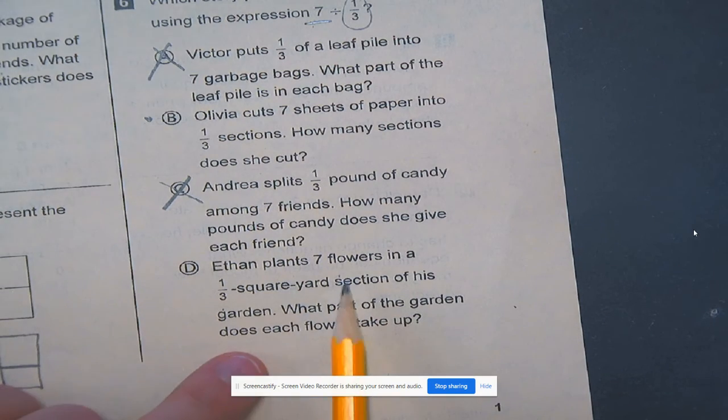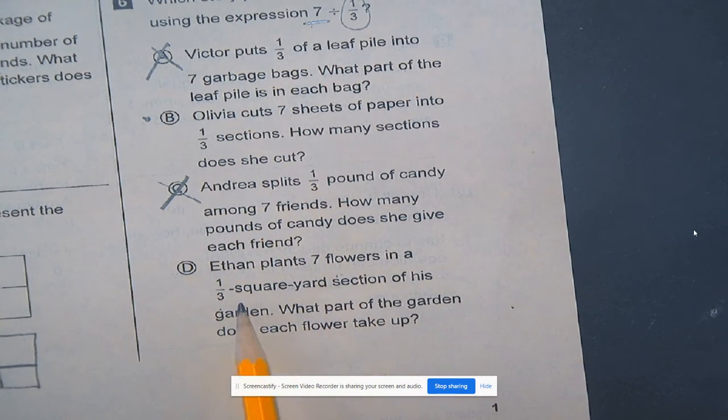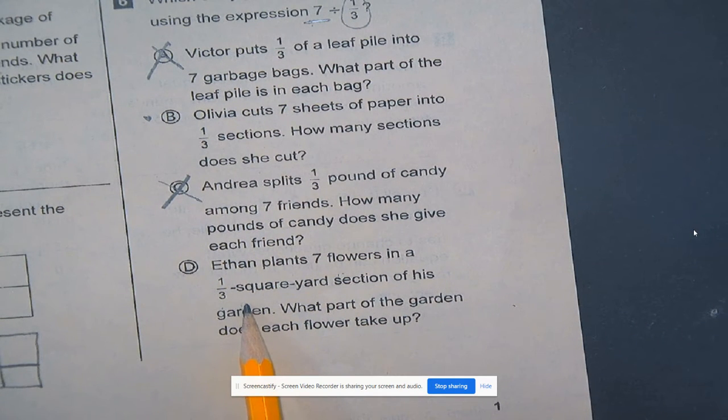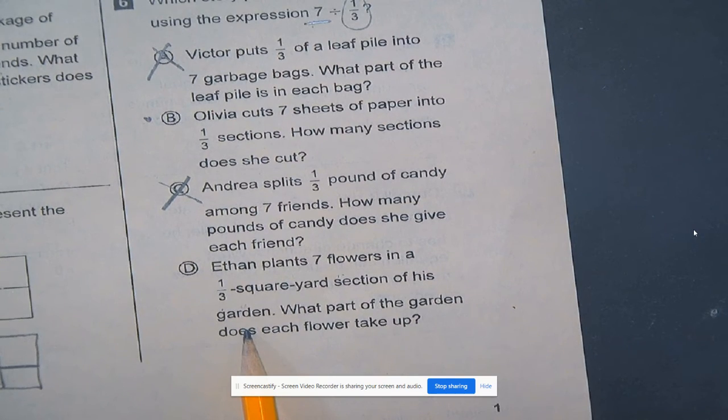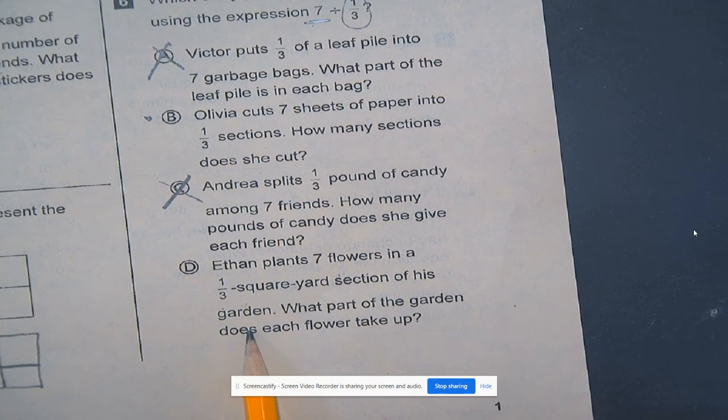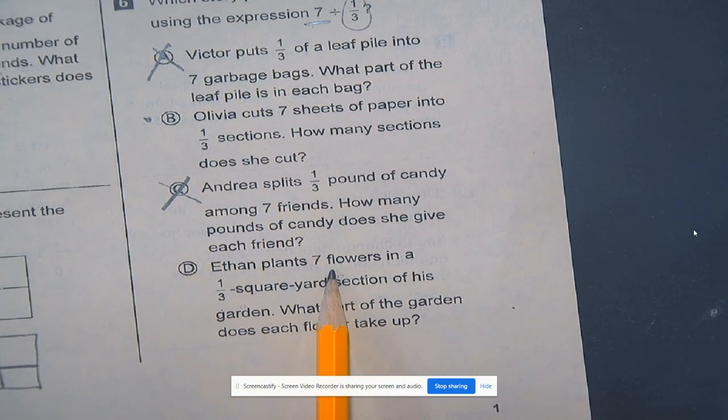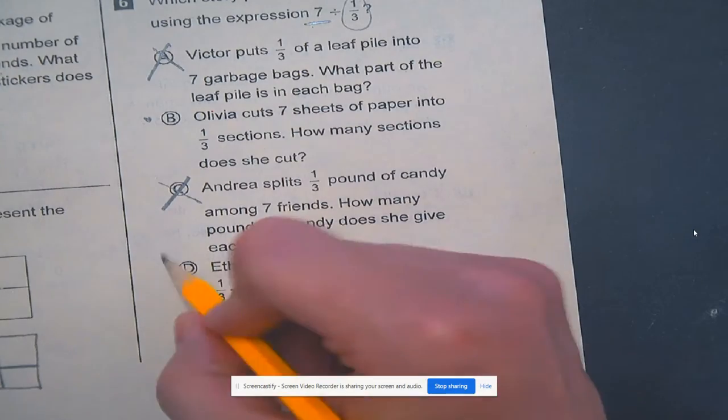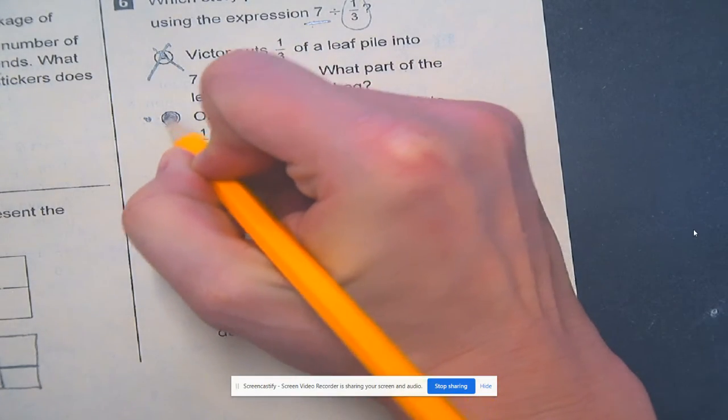Is he cutting up the flowers into 1/3 pieces? He's cutting up the garden, right? He's dividing out the garden. He's not dividing out the flowers. So which one would it be? B, good.